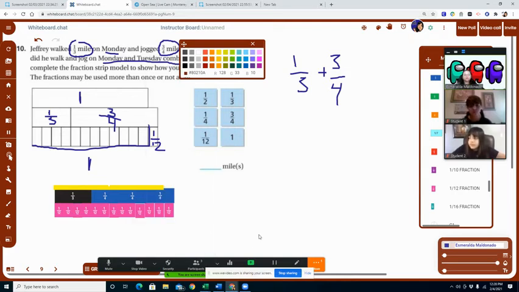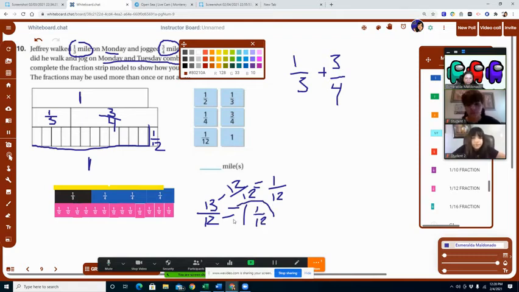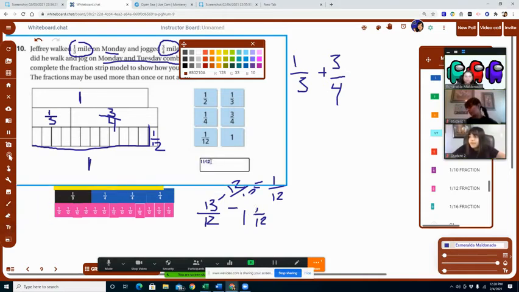There you go. Okay. So if I counted how many strips fit, 1, 2, 3, 4, 5, 6, 7, 8, 9, 10, 11, 12, 13, right? 13 twelfths, which is the same thing as, okay, if we remove 1 whole, which is 12 over 12, it's the same thing as 1, and then we get 1 left over, right? 13 minus 12 is 1. So the answer is 1 and 1/12 miles. Did that make sense? Yes. Okay. So we want to write here that it's 1 and 1/12.